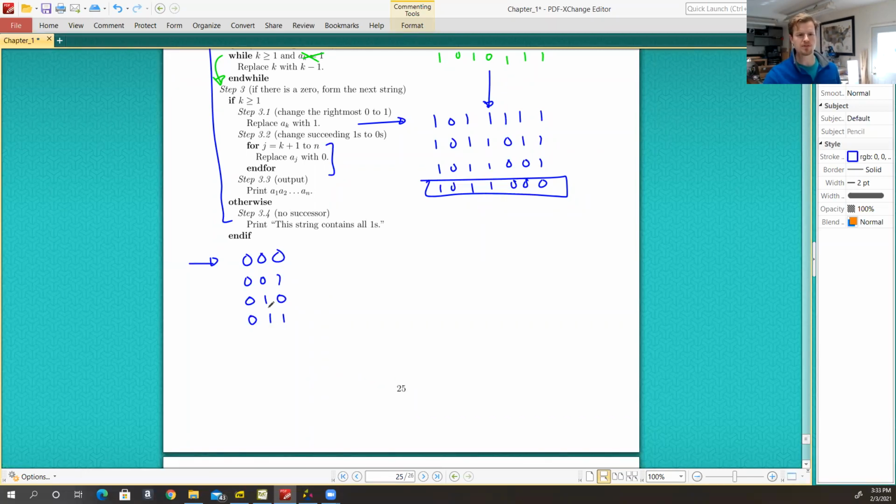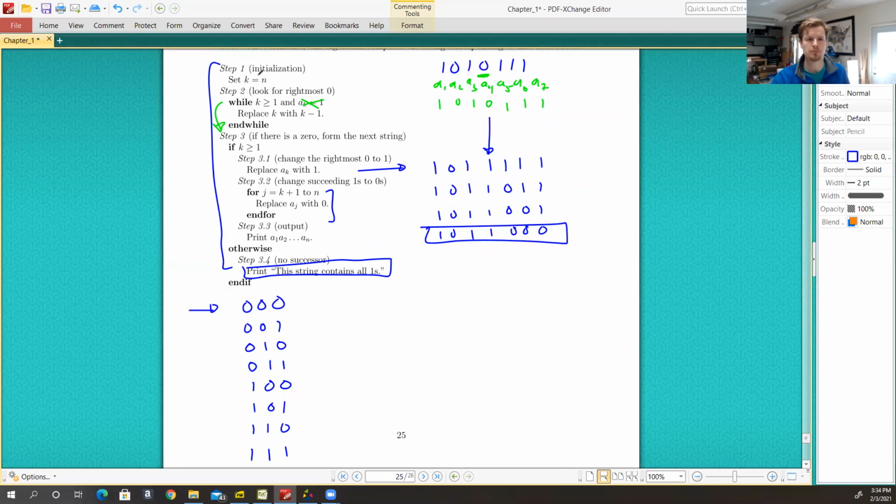Now again, we find the rightmost 0, we change it to a 1, and we change everything that follows to a 0. We can apply the algorithm again. Here's the rightmost 0. So we change it to a 1 and change everything that follows to a 0. Apply the algorithm again. Here's the rightmost 0. Change it to a 1. Change everything that follows to a 0. Apply the algorithm again. Here's the rightmost 0. Change it to a 1. Nothing followed, so we're all set. Apply the algorithm again, and it's going to print out that this string contains all 1s because we would have gone through these. Okay.